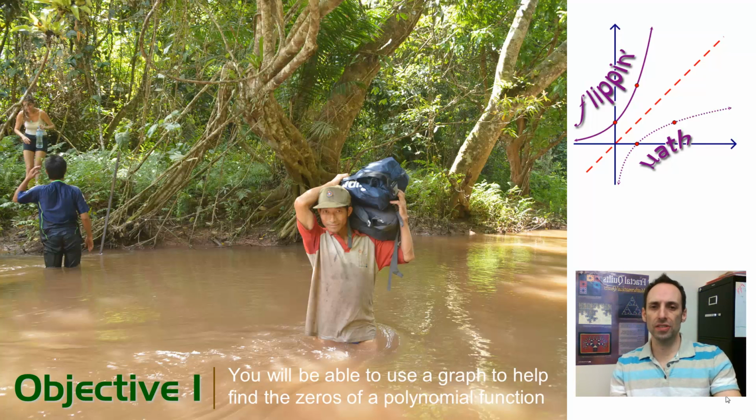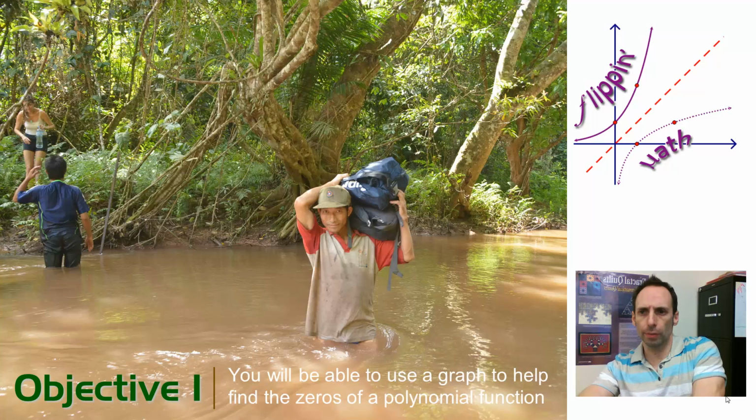Okay, so here's some exercises for that first objective. Being able to use a graph, a picture of a graph, helps us find some zeros of those polynomial functions.